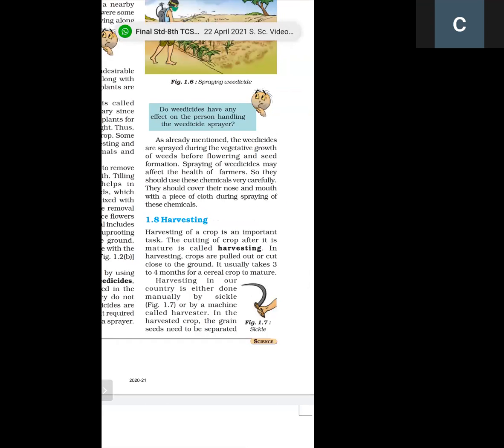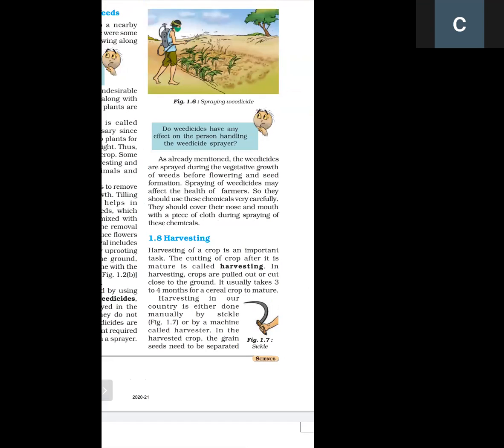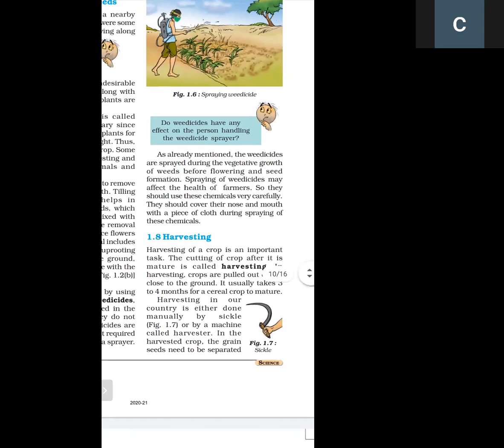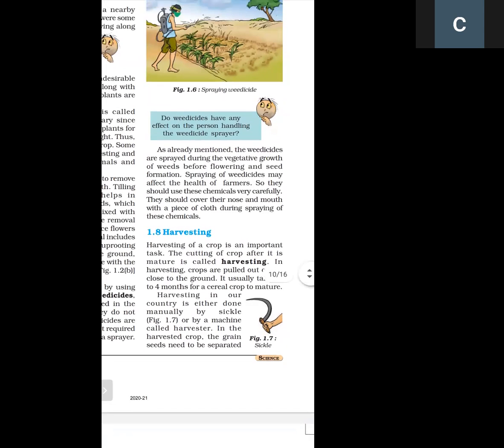As we studied earlier, weedicides are sprayed during the vegetative growth of weeds, before flowering. After flowering, if we use weedicide, it can add some chemical to the crop, and when we eat these grains or crop directly, it can be harmful for our body. So weedicide can be used before flowering and seed formation. When we use this weedicide, we have to be very careful. We have to cover our mouth and nose with a piece of cloth while spraying these chemicals.